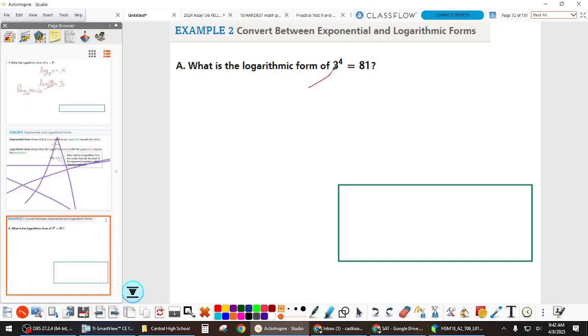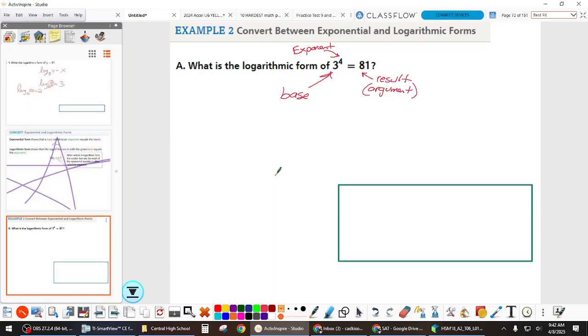So, a couple of quick terms. Remember, the 3 is the base. Obviously, the 4 is the exponent. And then we'll call this 81 the result. But in terms of log terminology, it's called the argument, which is kind of a weird description of it, but that's what we call it.